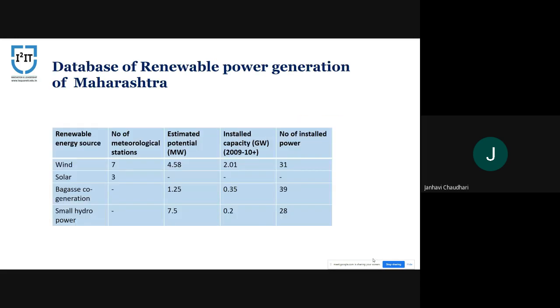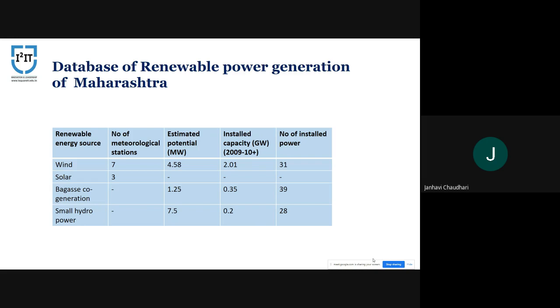Database of renewable power generation in Maharashtra. For wind, the number of meteorological stations is 7. Its estimated potential is 4.58 megawatt. Installed capacity is 2.01 and the number of installed power generation sites is 31. For solar radiation, the number of meteorological stations is 3.